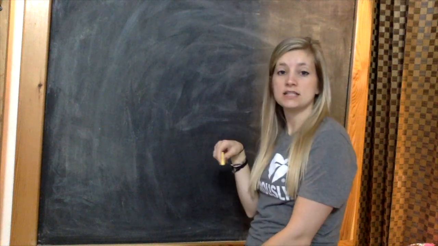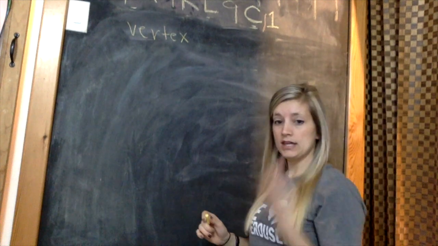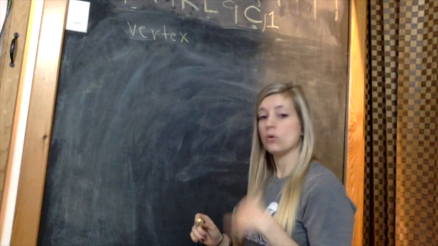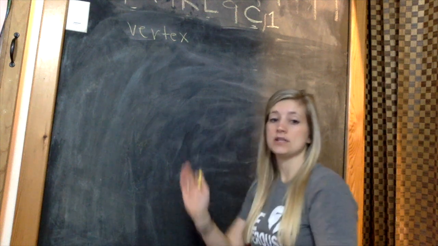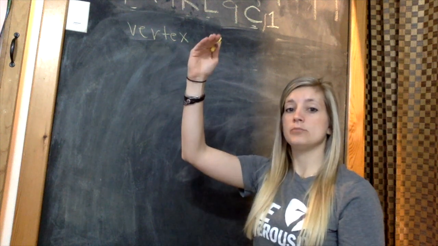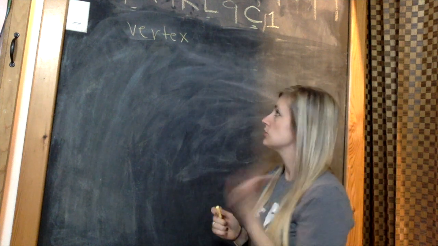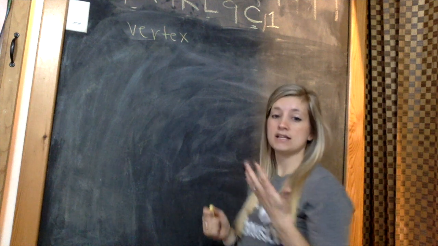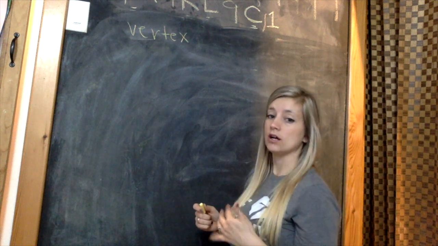When we were together, we defined our vertex as the highest point or the lowest point. It's the turning point of the parabola. So it goes up, up, up, increase, increase, increase, peak, which is our max, and then down, down, down. So it's our turning point, and it's our max point, or more specifically, our min point. It depends if it's concave up or concave down.